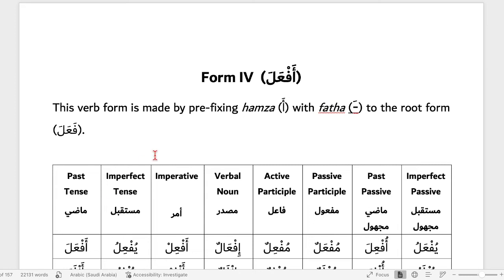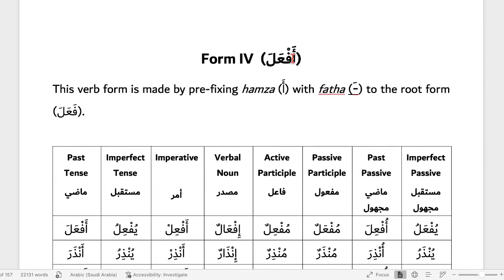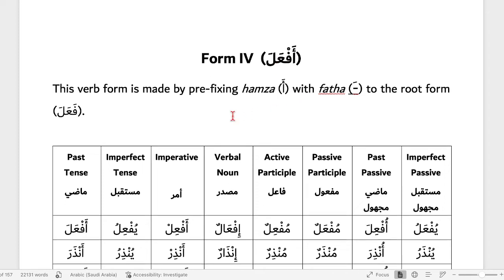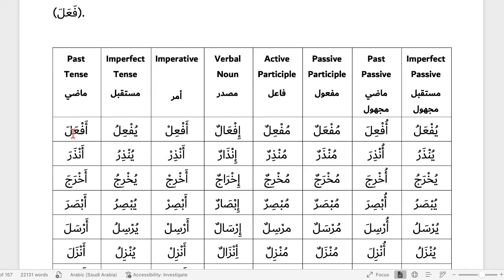Form 4, af'ala. Hamza is added before the 3 root letters, and this is the pattern of this form. Af'ala yuf'ilu. Amr is af'il, masdar is if'alun, muf'ilun ism fa'il, the doer, muf'alun, and in the past tense the passive is uf'ila, and present yuf'alu.